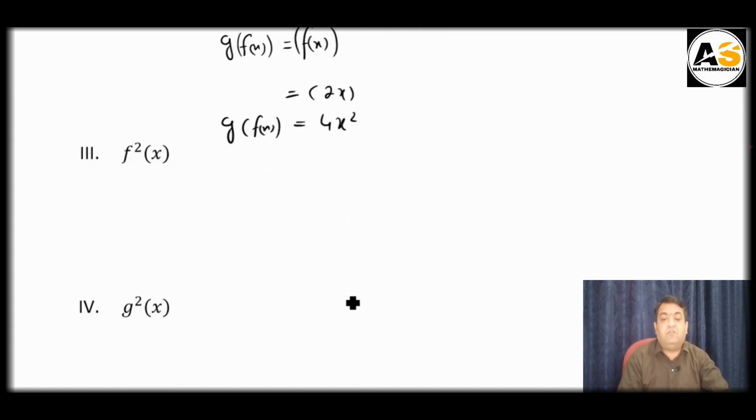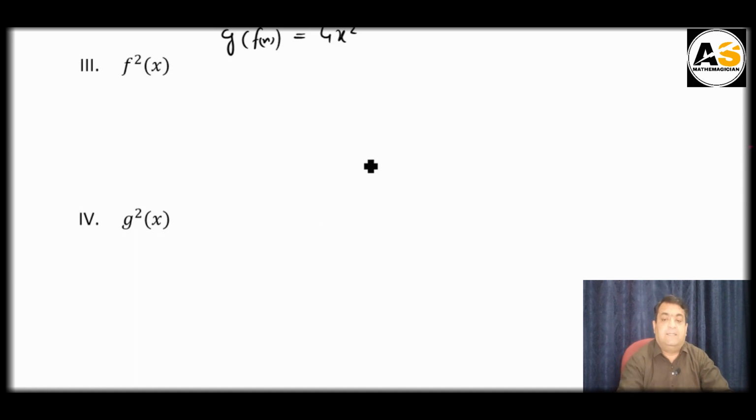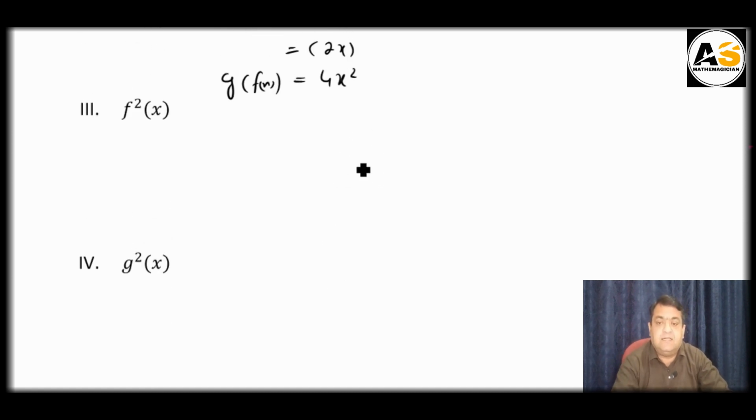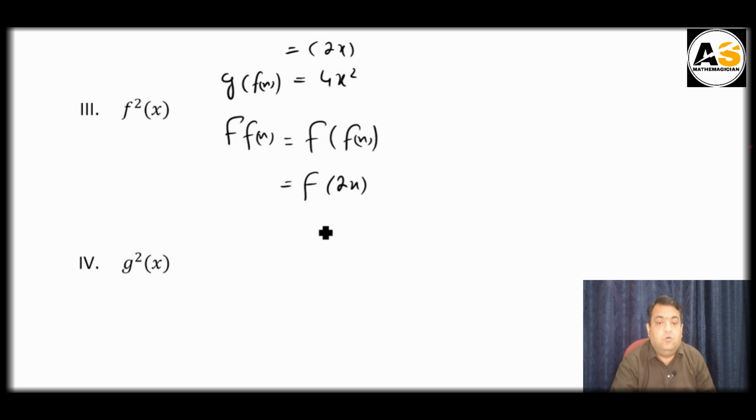Next, we have to find f square of x. In the last lesson, we discussed what we mean by f square of x. By f square of x, we mean f of f of x, which is f of 2x, which is 2 times 2x, which will be 4x.